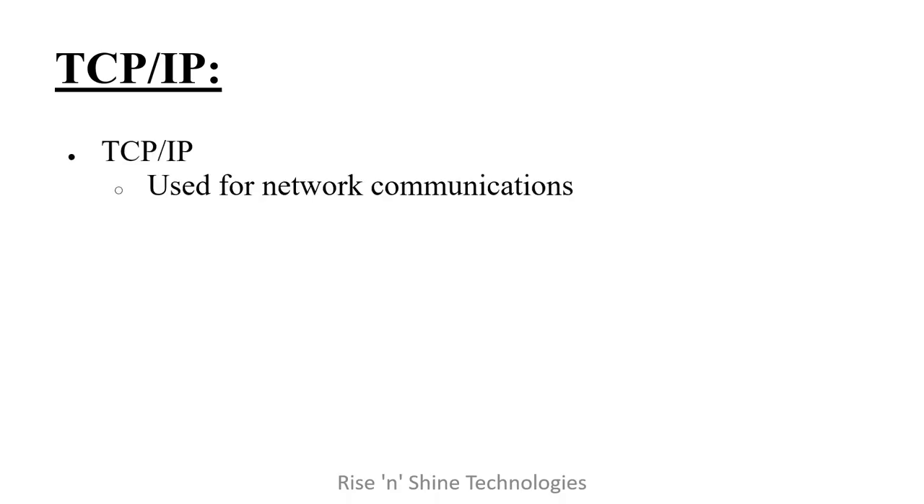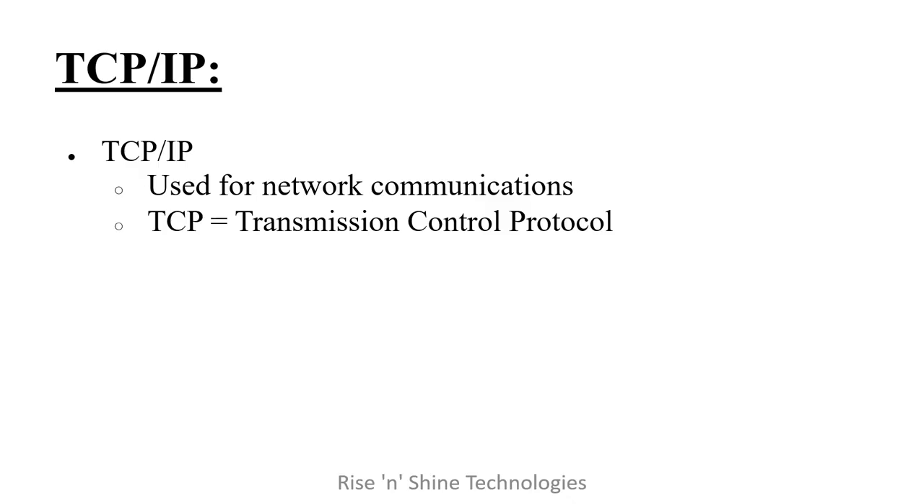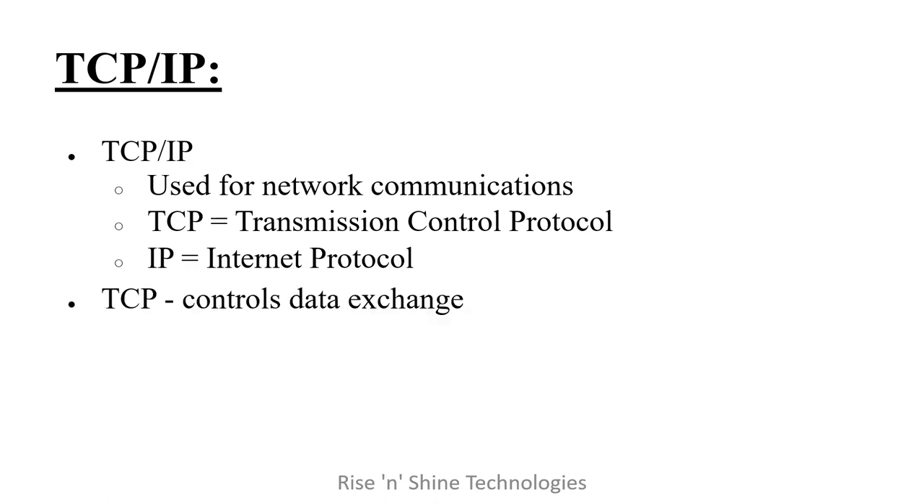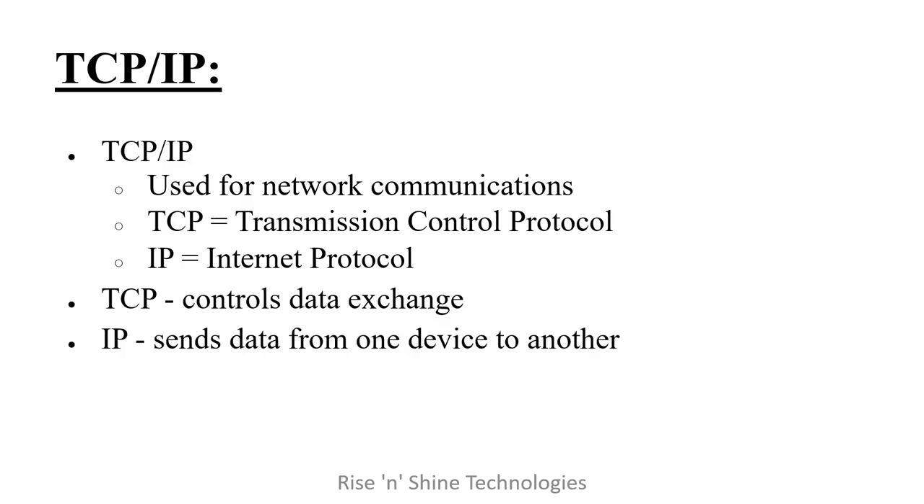Now, what is TCP? This is used for network communications. TCP is the Transmission Control Protocol. And what is IP? That is Internet Protocol. Yeah, the transmission with Internet Protocol based. TCP controls the data exchange between the source and the destination, and IP is going to send the data from one device to another.